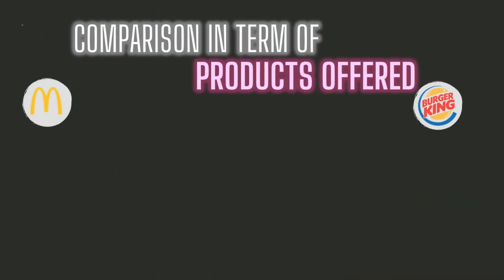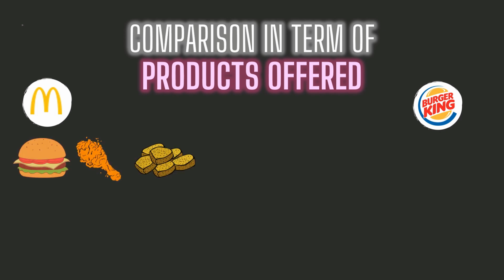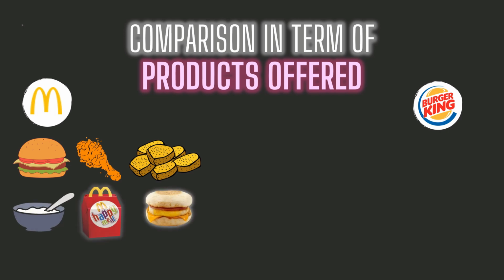Next is the comparison between the products being offered by McDonald's and Burger King. McDonald's offered a variety of dishes other than burgers. They offered fried chicken, chicken nugget, porridge, kids set, breakfast set. They also have a sub-branch called McCafe, which focuses on desserts and coffee, and also carbonated beverages.